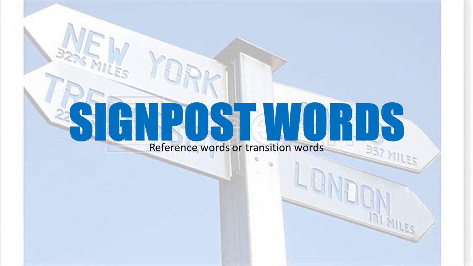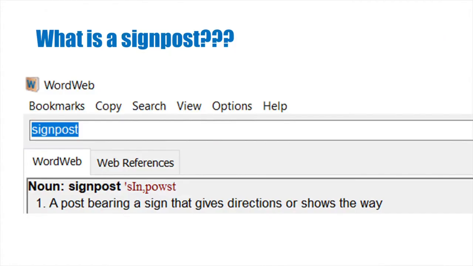In this session, I'm going to talk about signpost words, which are sometimes referred to as transition words as well. So basically, if you look at the picture, you can understand that a signpost is a post that bears a sign. Here I've chosen the signpost that shows you directions towards New York, London, etc. So when you stand at the signpost, you have directions to the place where you want to go. So a signpost is a post that bears directions to show us the way.